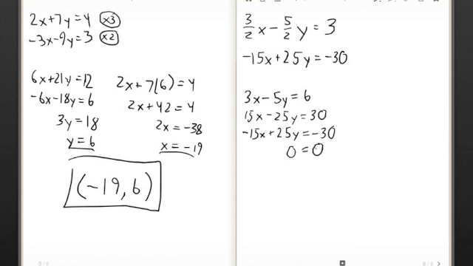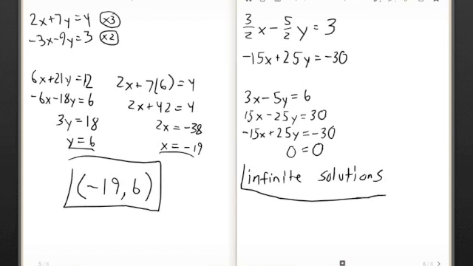Now what in the world is this? We just simplified all of this down to 0 equals 0. How did that happen? Well, here's why. There are infinite solutions. And here is the reason for that.